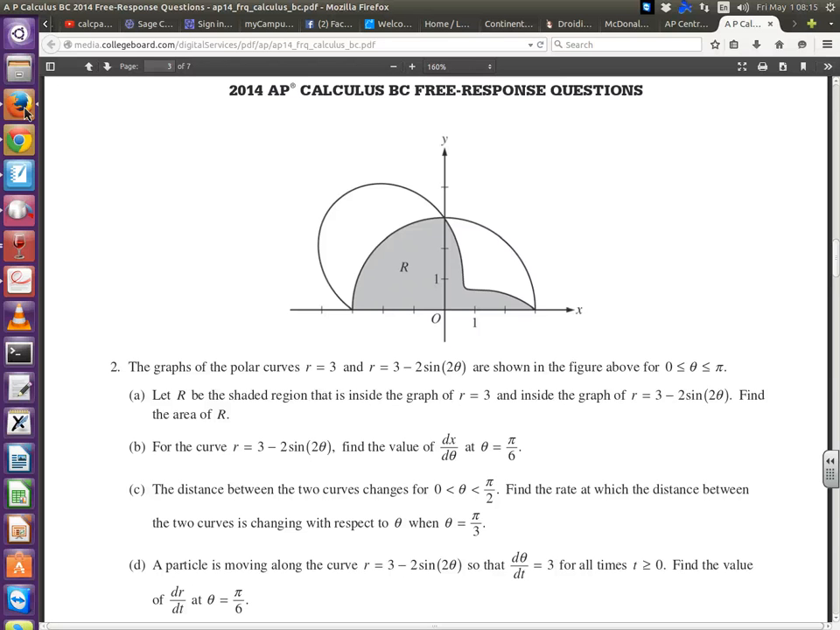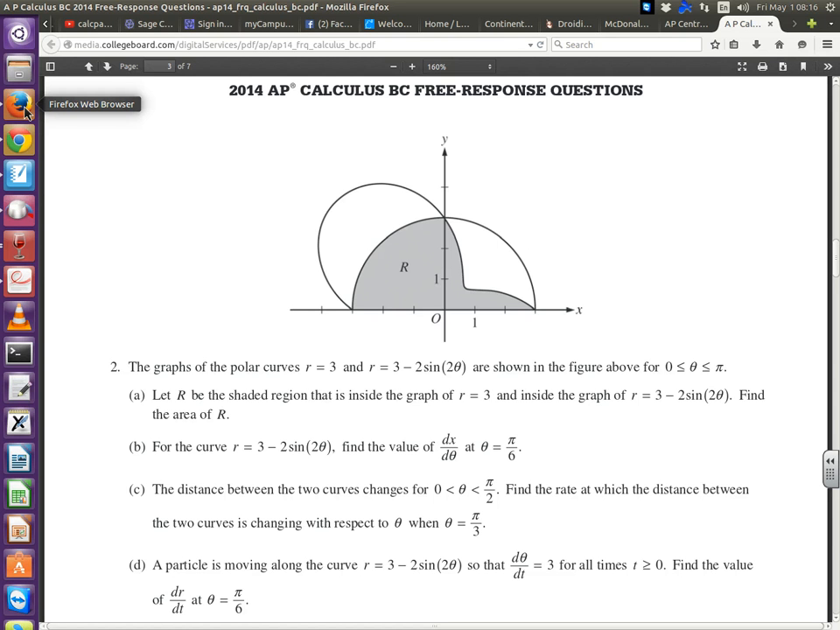So that dθ/dt is 3 for all time t greater than or equal to 0. Find the value of dr/dt when theta is pi over 6. Wait a minute, what? Just take the derivative of that with respect to t, but we have everything with respect to theta.